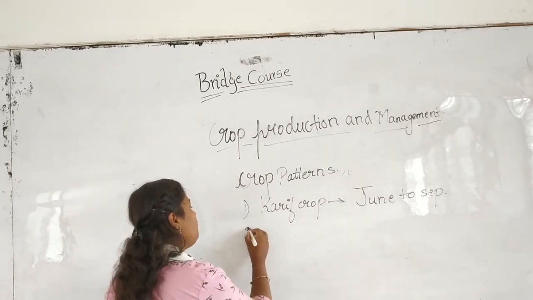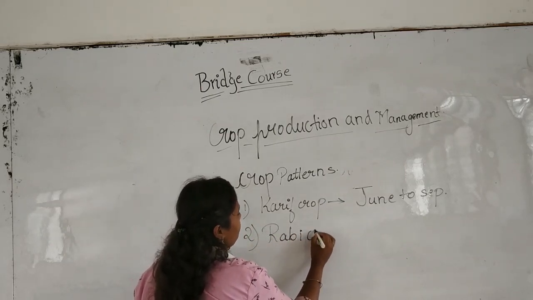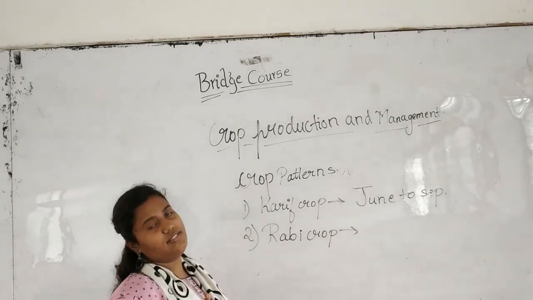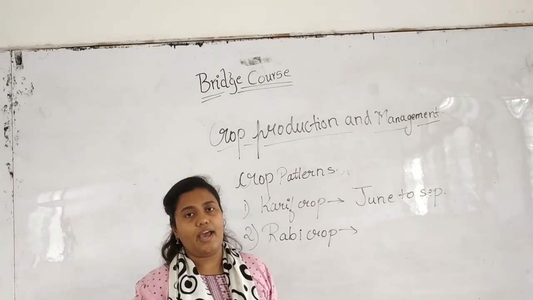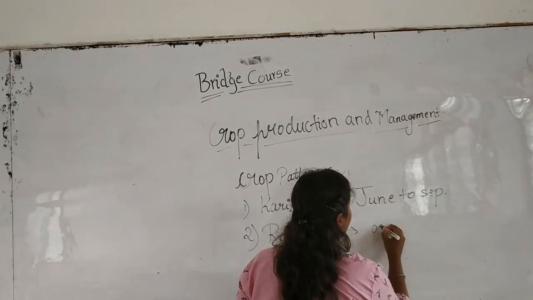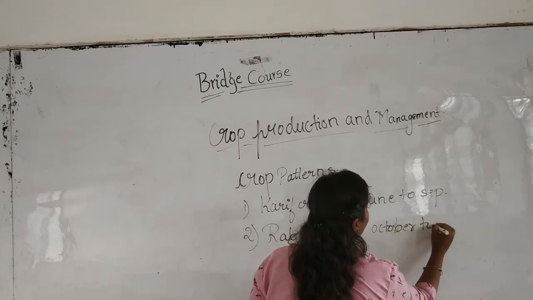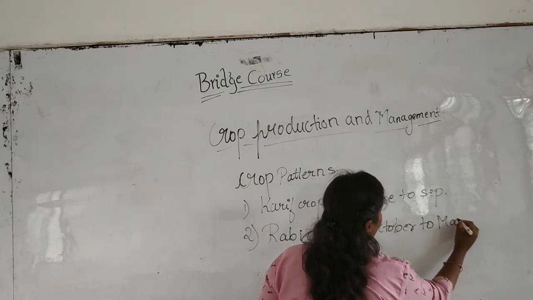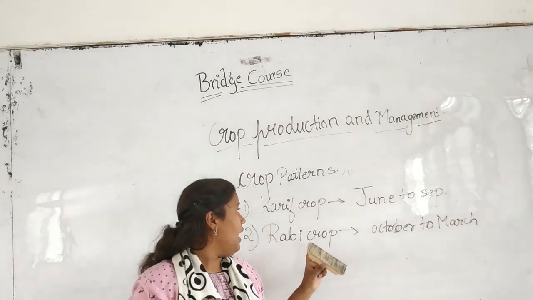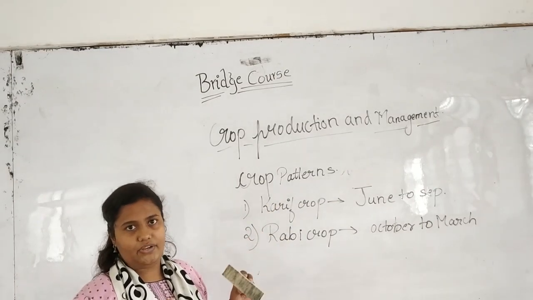The second type of pattern is rabi crop. Rabi crops are grown during winter season. When is the winter season in India? The winter season is from October to March, correct? In this season you are going to grow the rabi crops. Understood? What are the two patterns? That is the kharif crop and the rabi crops.